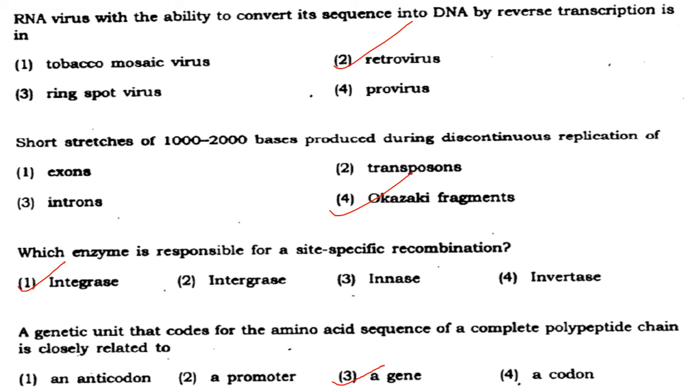Integrase. Next one. A genetic unit that codes for the amino acid sequence of a complete polypeptide chain is closely related to option 1, an anticodon; 2, a promoter; 3, a gene; 4, a codon. Answer is option 3, a gene.